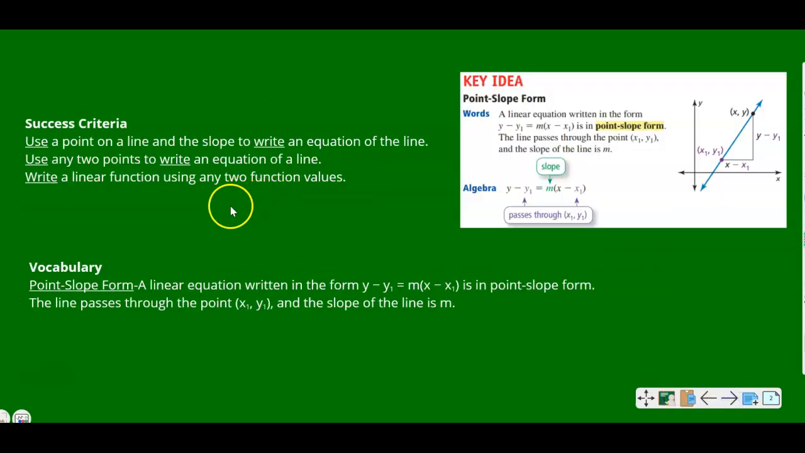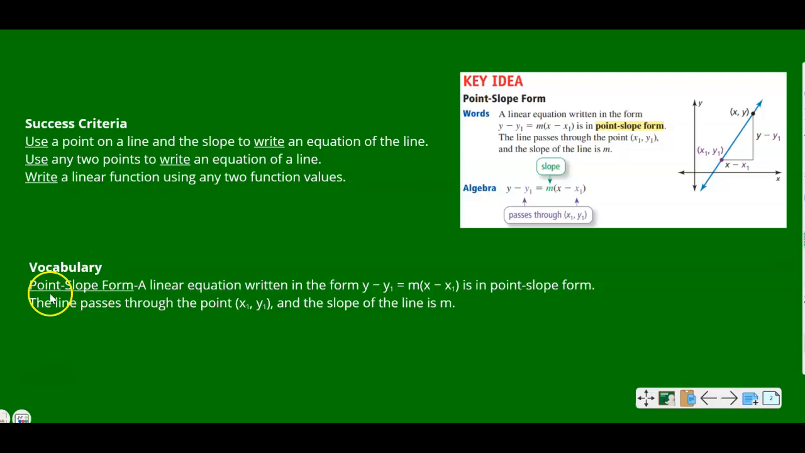All right, also your success criteria. This tells you what you need to know for this lesson. You need to be able to use a point on a line and the slope to write an equation of the line. You also need to be able to use any 2 points to write an equation of a line. We did some of that in the last section with slope-intercept form. And you need to be able to write a linear function using any 2 function values.